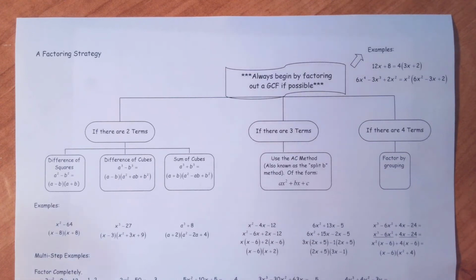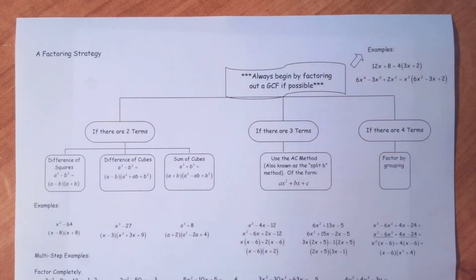Look at, so once you've looked at the GCF, we look at the number of terms. So if there's 2 terms, assuming you've already factored out the GCF if there is one, these are the only types of problems we can factor. If you have a difference of squares, or a difference of cubes, or a sum of cubes. That's all we've got if you've got 2 terms.